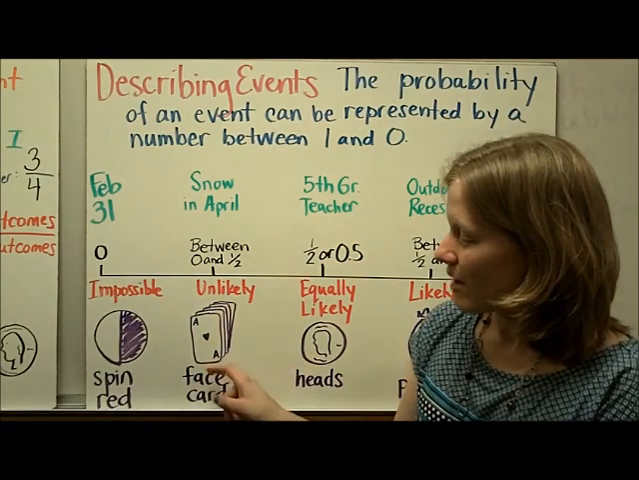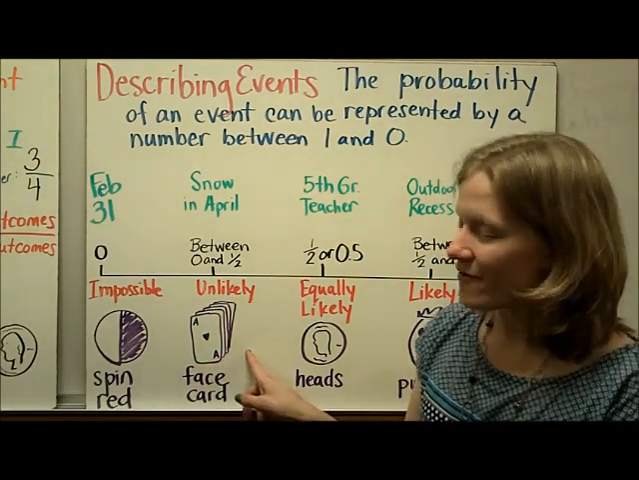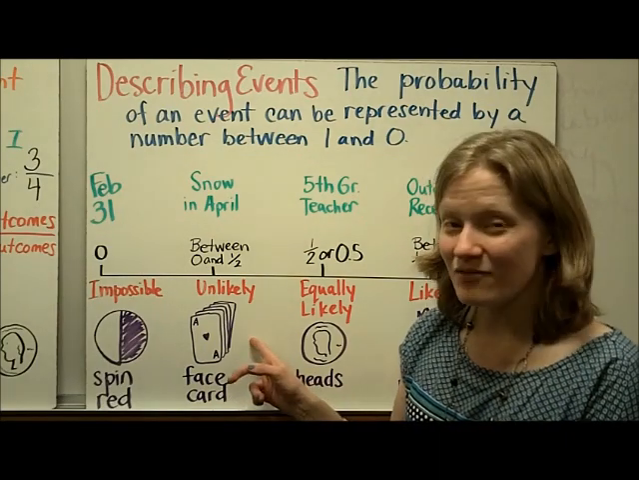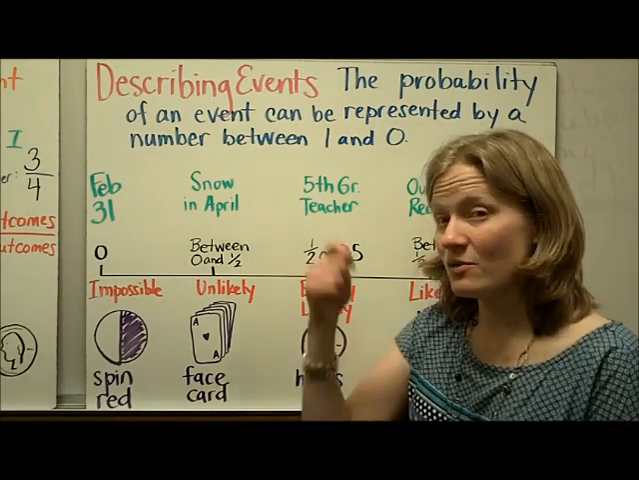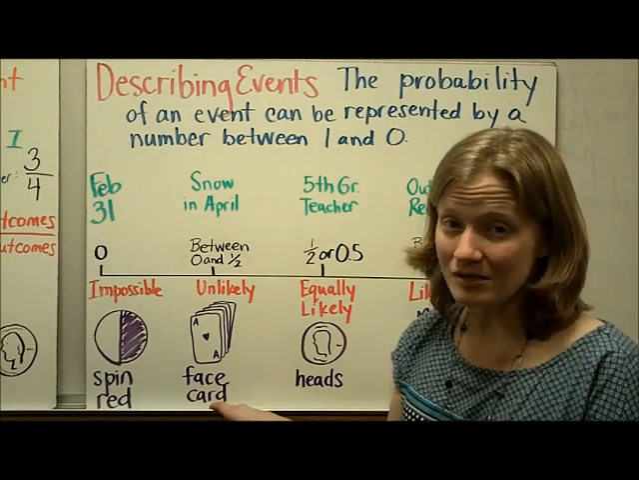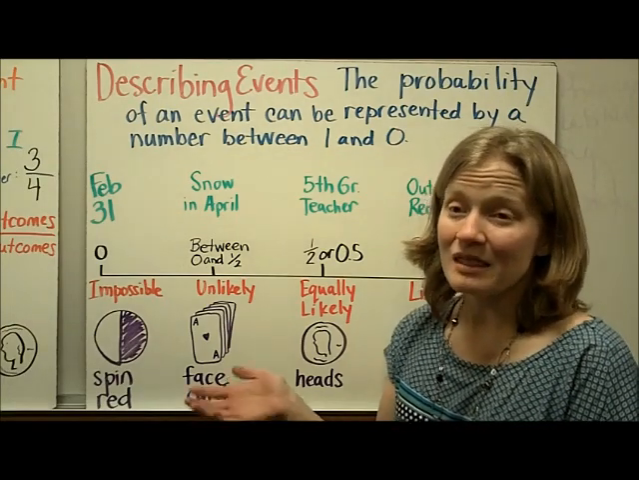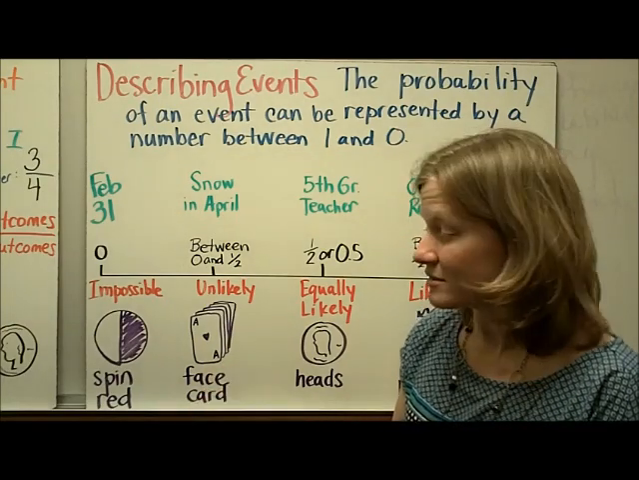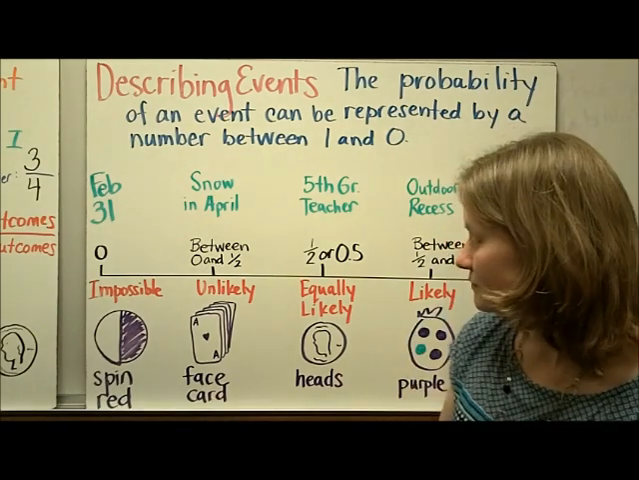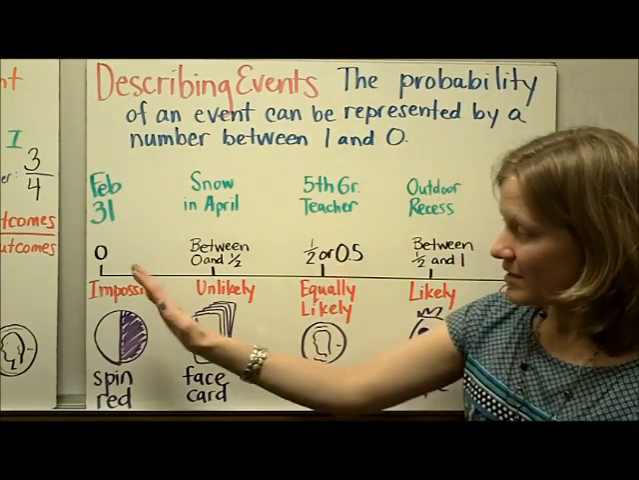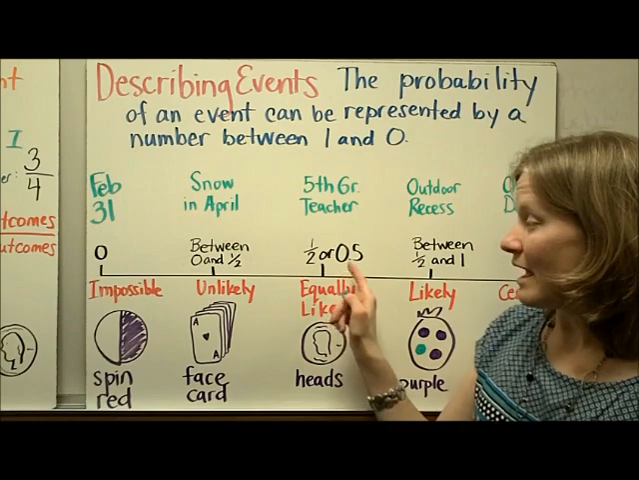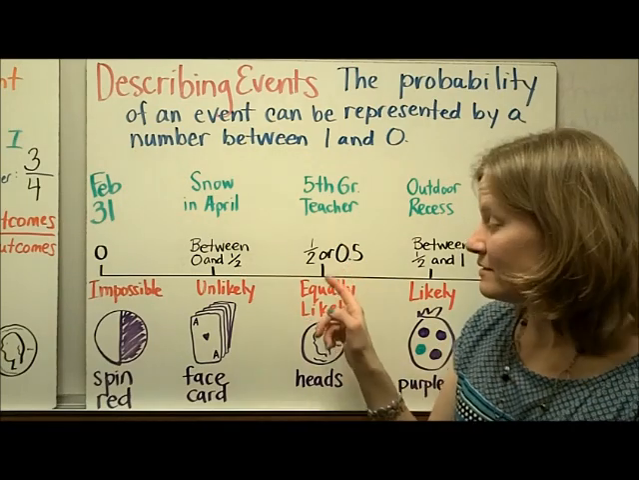And if we were talking about probability in math class, you might have an unlikely event. If you had a deck of cards, it would be unlikely that you would randomly draw one that was a face card. And the reason for that is that less than half the cards are face cards in any given deck. In the very middle between 1 and 0 is 1/2, or we can use the decimal 5/10.